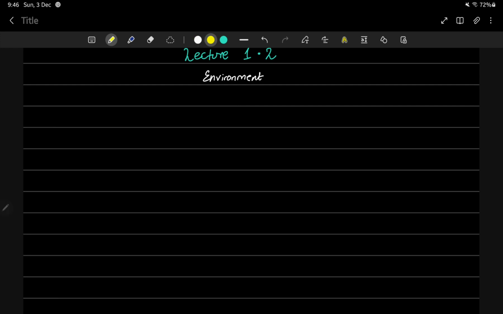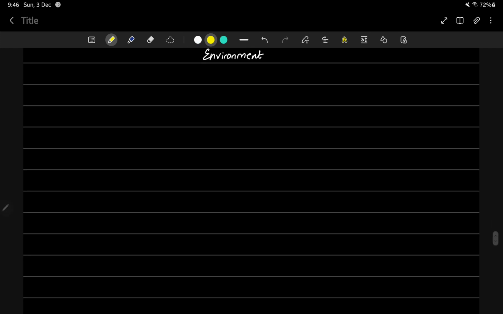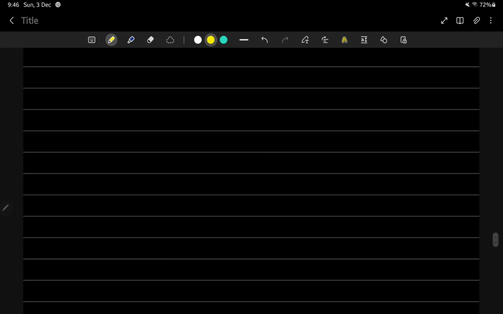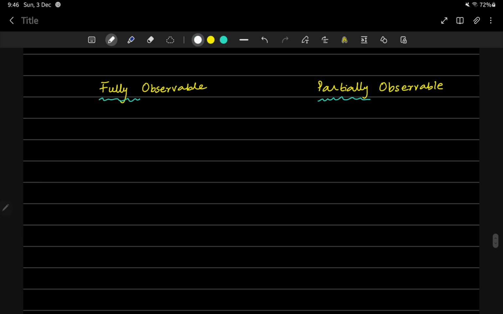So, let's start. The very first environment type that we have is either fully observable or partially observable. Now, it's very obvious from the name that there are environments that are fully observable, and there are environments that are partially observable. But I would like to still explain with an example.